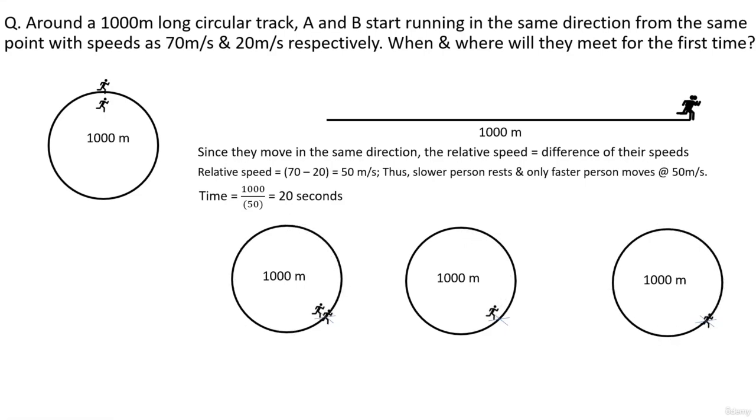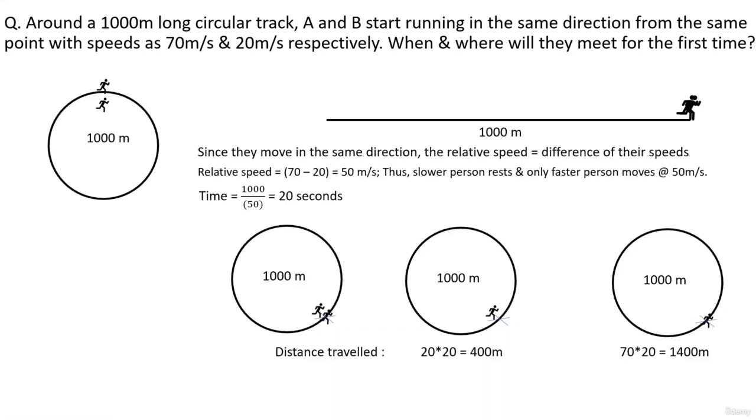So how do we understand this? We know that both the faster and slower persons move for 20 seconds. In 20 seconds, let's find out the distance they move. The distance the slower person travels is the speed 20 into 20 seconds, 400 meters, and the faster person travels 1,400, which is 70 into 20. So the slower person travels 400 like this, and the faster person completes the entire track length plus 400 extra, right?